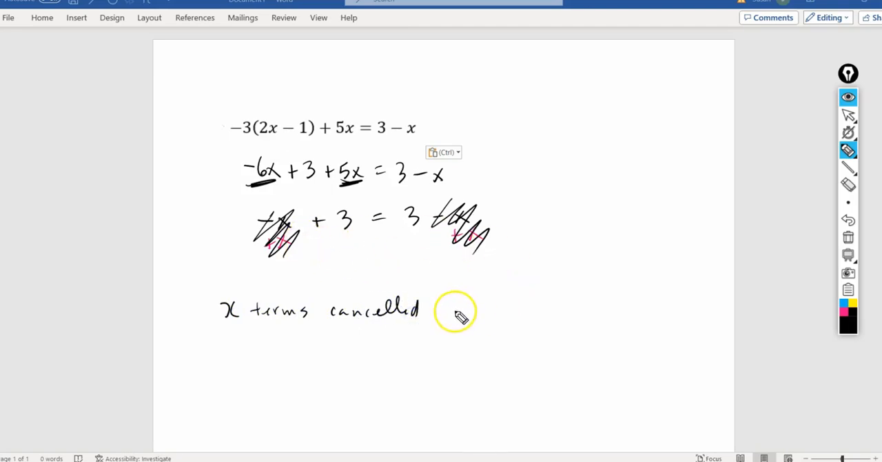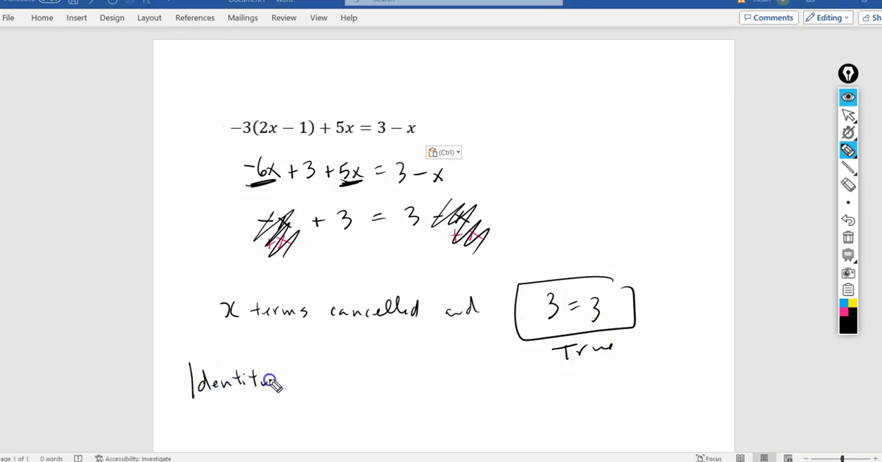And the equation I'm left with is 3 equals 3, which is true. So we have an identity. The type of equation is identity. And what x will make this true? Well, if your x's cancel and you have a true statement, any x will make this true. So x can be any real number.